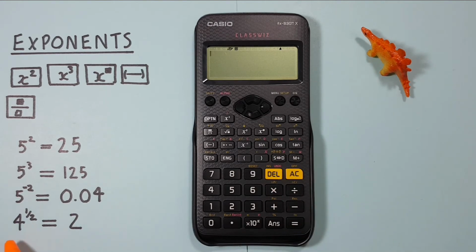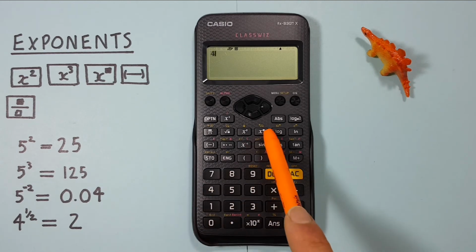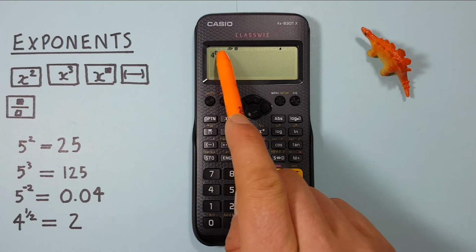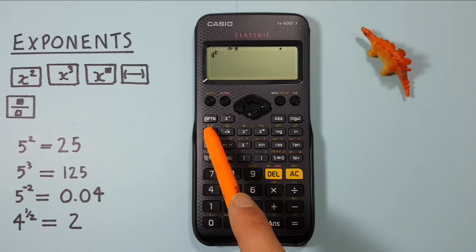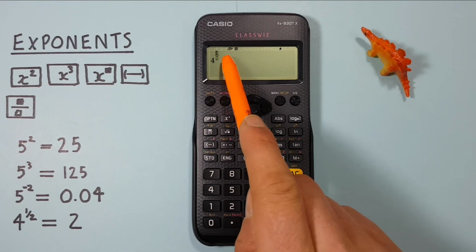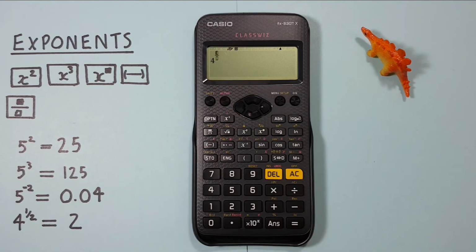What if we have a fraction in our exponent position, like say 4 to the power of 1 over 2? Well, we start with our 4, and then our exponent key. We have that box in our exponent position. Now we can press the fraction key here. That changes that box into a fraction. So we have 2 boxes there.